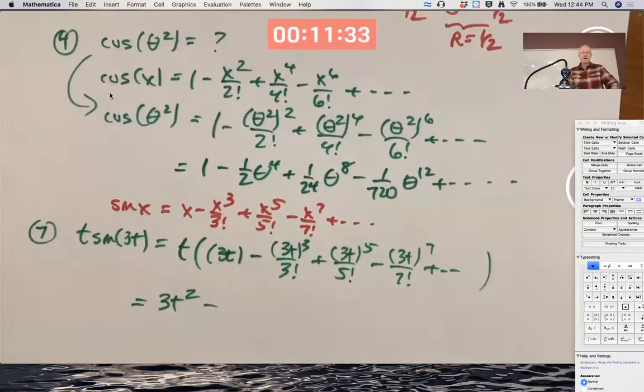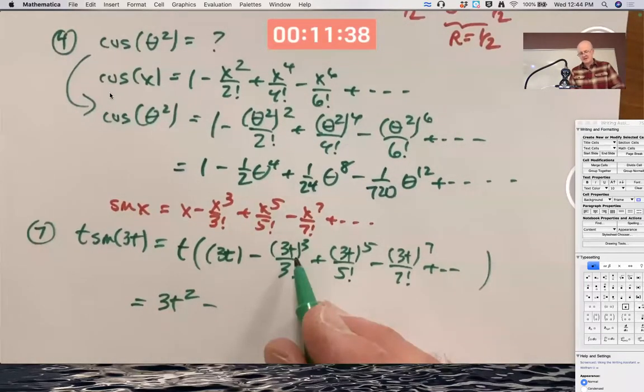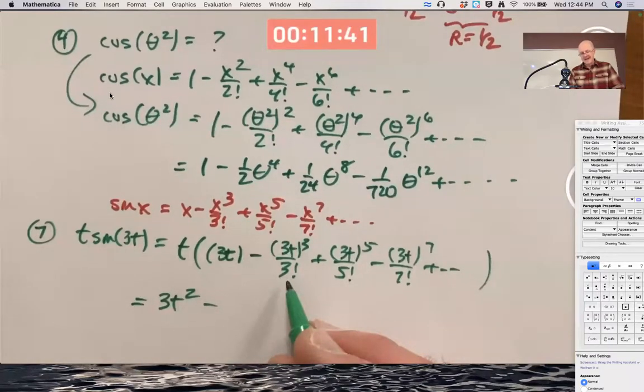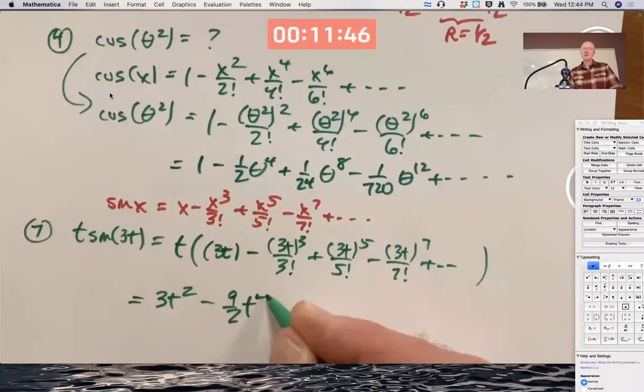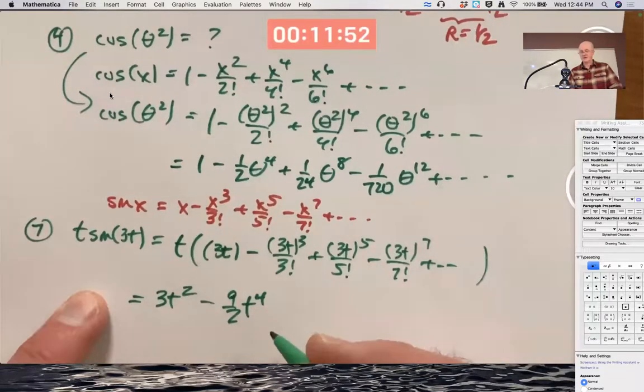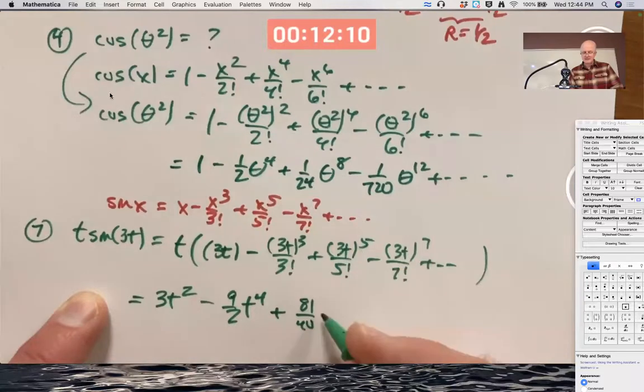Let's go ahead and try to simplify all these fractions. 3 cubed is 27, divided by 6 is 9 halves. t cubed times t is t to the fourth. We're only going to get even powers with this example. This is actually going to be an even function, is what that'll end up meaning. 3 to the fifth is 243, divided by 5 factorial, divided by 120. Both of those are divisible by 3. This simplifies to 81/40. t to the fifth times t is t to the sixth.